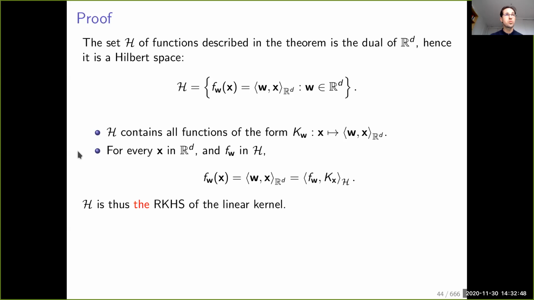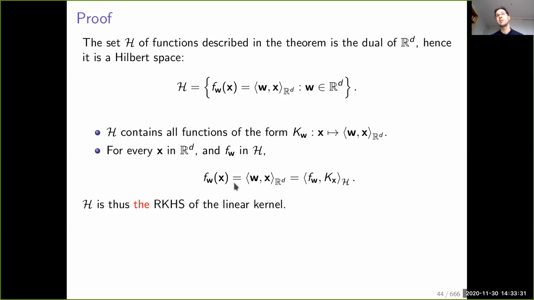So let us check the two points that are important in the definition of the RKHS. So first, what are the functions K_w? The functions K_w are simply the functions that associate x to w transpose x. So given the definition, indeed, H contains all of these functions for every w. Then the other question is that, for every x in R^D, every data point in R^D, and every function f_w in H, do we have the reproducing property? And indeed, we have it simply by definition.